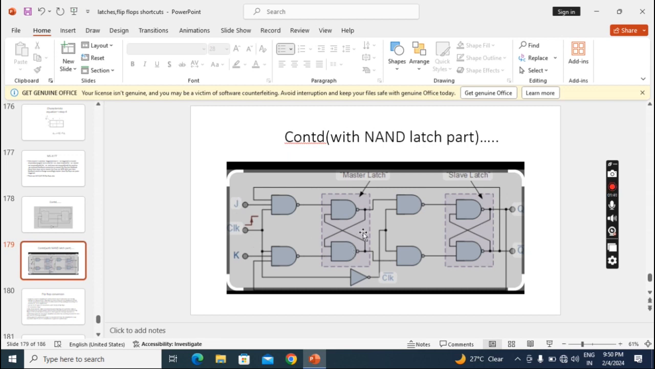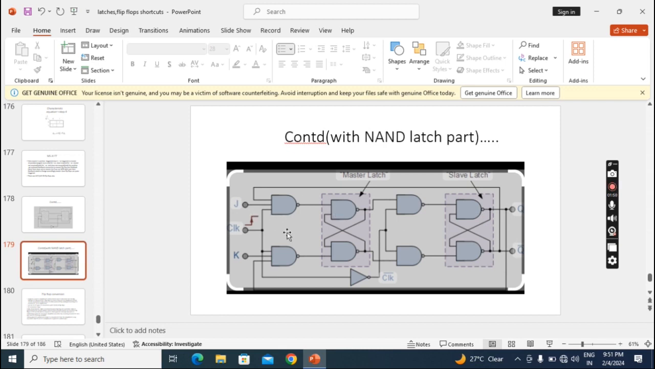And here we used the NAND latch part. Suppose if I use a NOR latch part, the gated part will become AND and the latch part will become NOR. In that case, these feedback connections we have to change accordingly. Okay, that we have to remember.